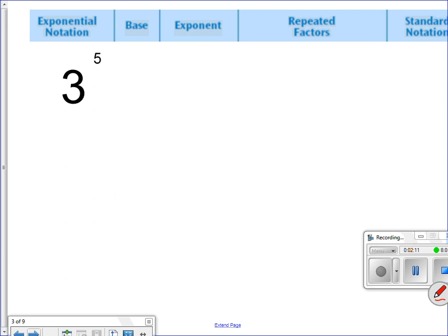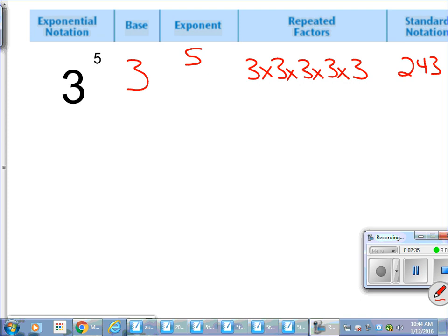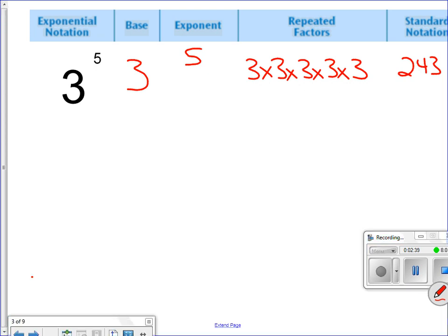Exponential notation, this first one, we have 3 to the 5th power. My base number is the 3. My exponent is a 5. My repeated factor, that means I'm going to repeat 3 times 3 times 3 times 3 times 3. I'm going to do this 5 times. Standard notation is what it equals. 243 is my answer. Let's keep on going.